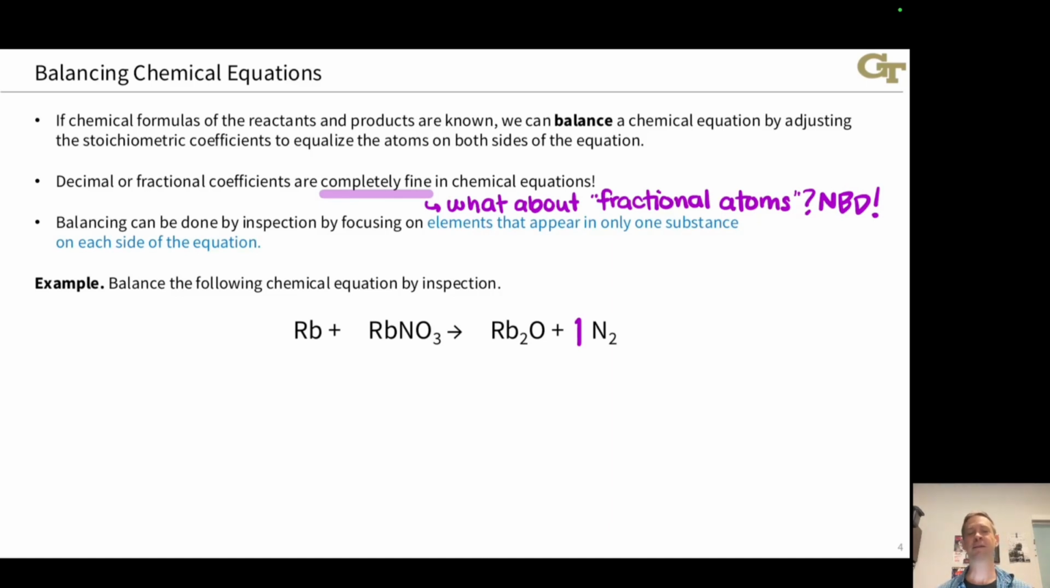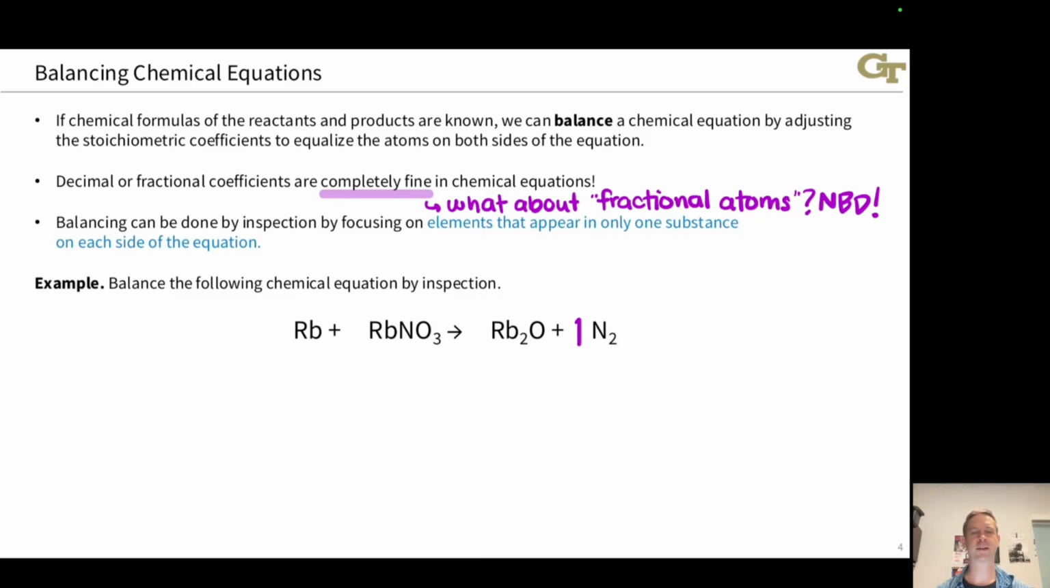You can balance by inspection using a strategy that focuses on elements that appear in only one substance on each side of the equation. That's on the slide here in blue. This is helpful since when we identify those elements that only appear in one thing on both sides of the chemical equation, we immediately know the ratio of the coefficients on those species.